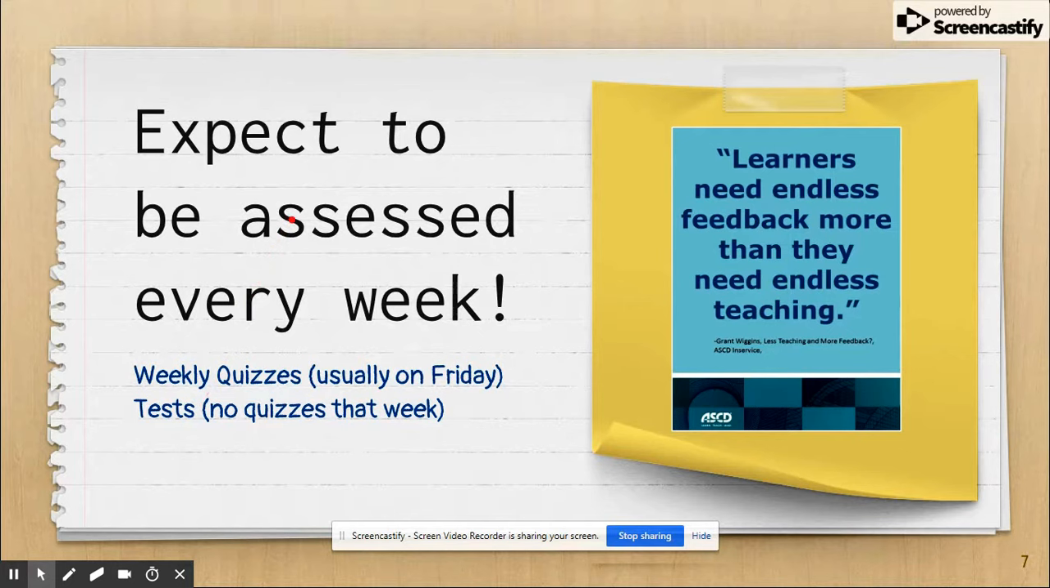Some are low stakes or no stakes, which means that the grade doesn't affect you that much overall or not at all. It's more just for me to gather some data about you. And some are high stakes, like your tests or a weekly quiz. All right.